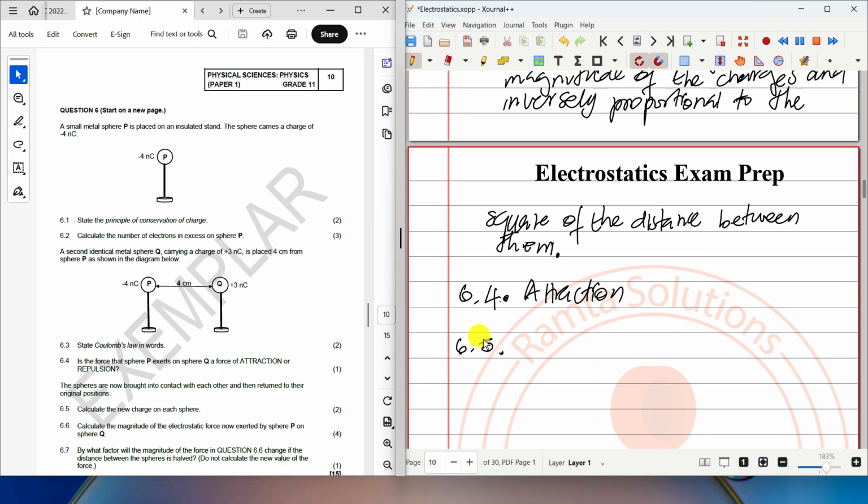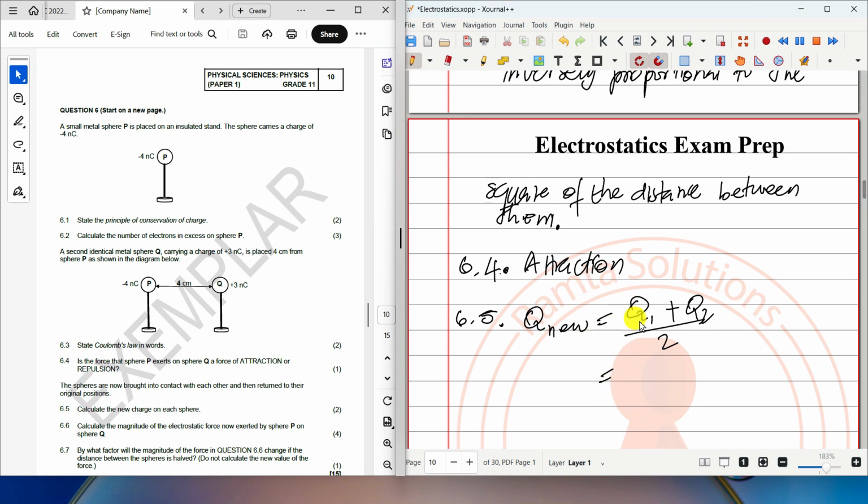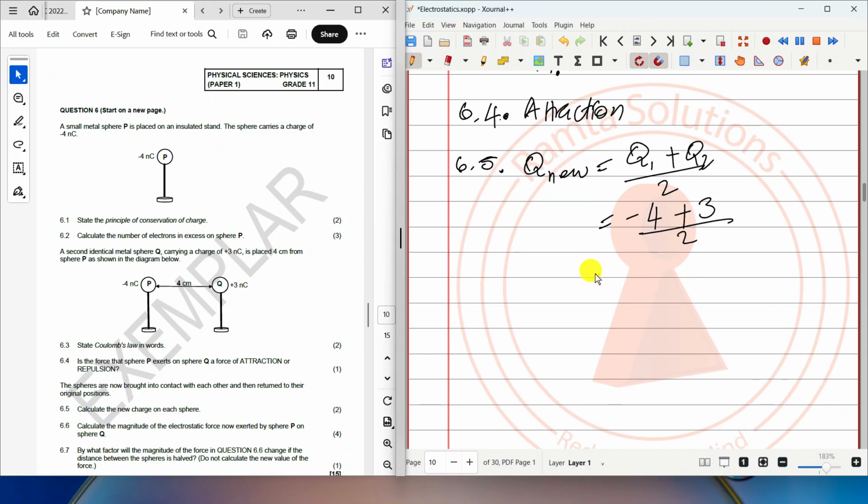This formula, I've noticed, is not given in your formula sheets. So it is Q_new is equal to Q1 plus Q2 all over 2. Even if you don't write Q1, say you write Q_P and Q_Q, it's okay. So here you do not need to ignore the sign of the charges. Q1 is negative 4 nanocoulombs, and Q2 is positive 3 nanocoulombs, all over 2.